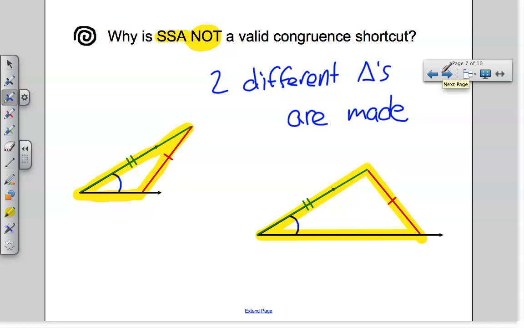So today, on the homework, a lot of times they're going to be testing you on whether the shortcut is side angle side or whether it's side side angle. You're really going to have to pay attention to whether the angle's between the two sides or not.